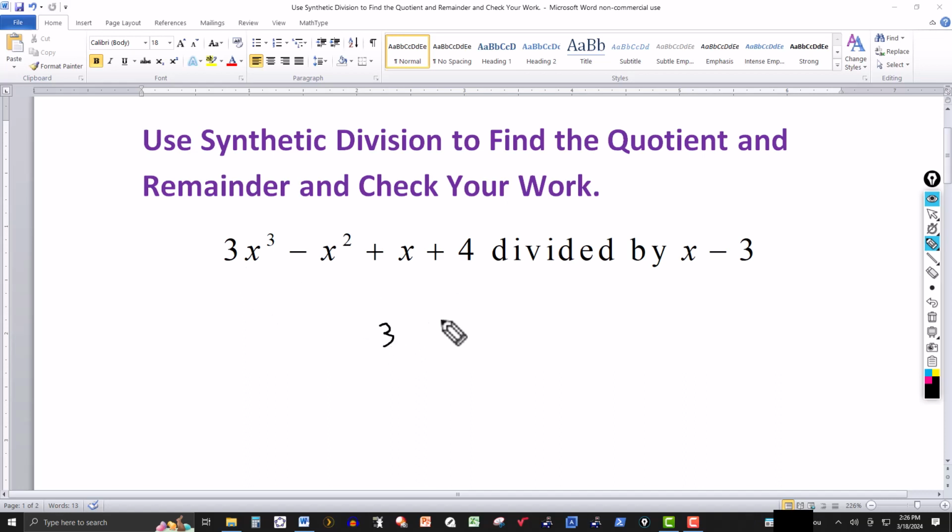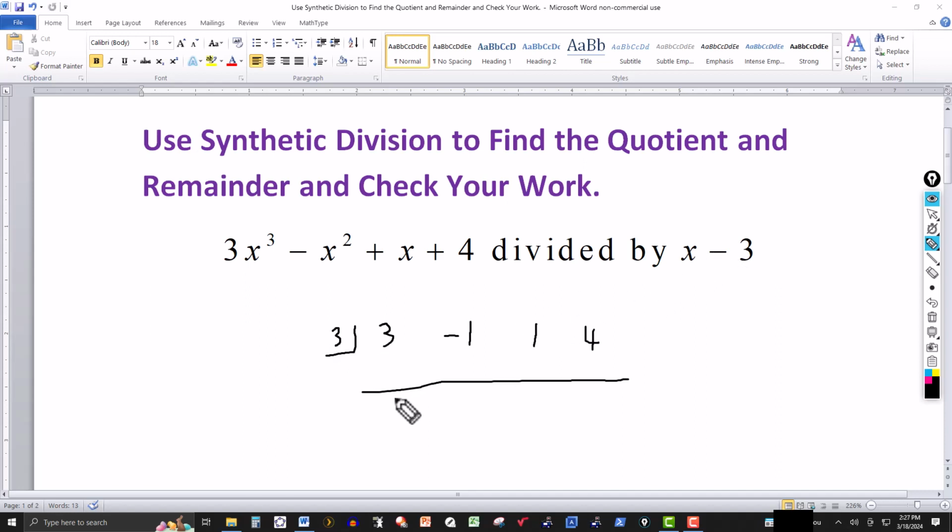So the coefficient there is 3 for the x cubed. X squared has a coefficient of minus 1. X has a coefficient of 1, understood. And then we have the constant term, 4. And then since we're dividing by a first degree binomial here, x minus 3, put the little box here, and this would be a 3 here. Had this been a plus, this would be a negative. Opposite of what you have here.